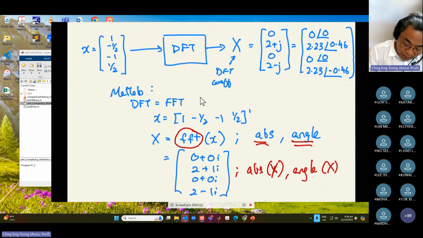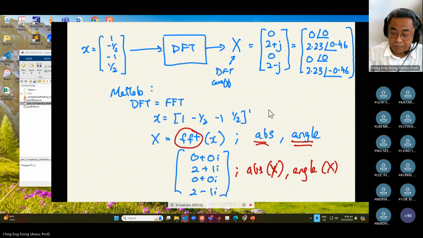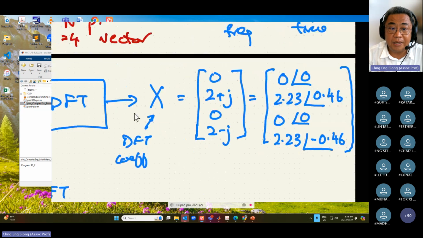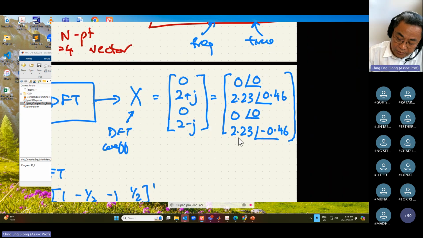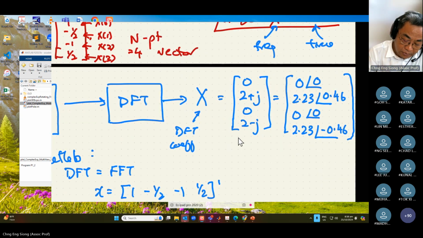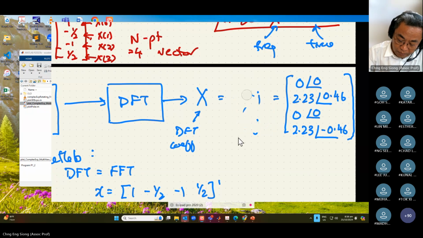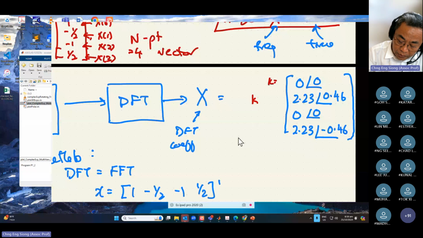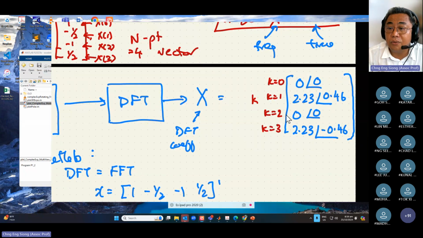Okay? So let's go back. And here, this vector, the big X, has all these 4 elements. Where is k, guys? I should erase this first. And now let's tell you where k is. This is k equals to 0, k equals to 1, k equals to 2, k equals to 3. So now I have the magnitude, I have the phase, and I have k.